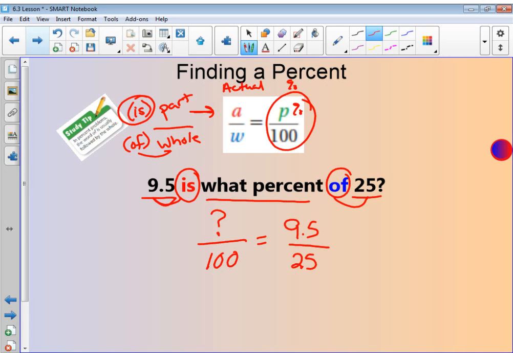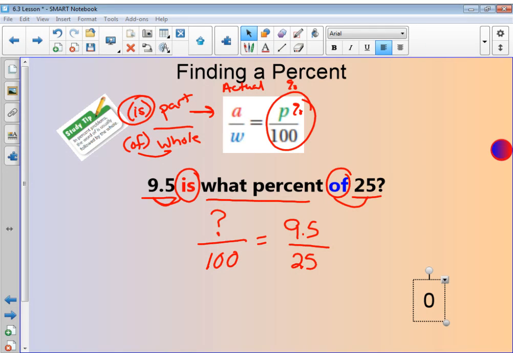Now let's review how we would go through and actually solve this. You guys have previously worked proportions, and when you did that, you did a cross multiply divide. Okay, so we would cross multiply divide.